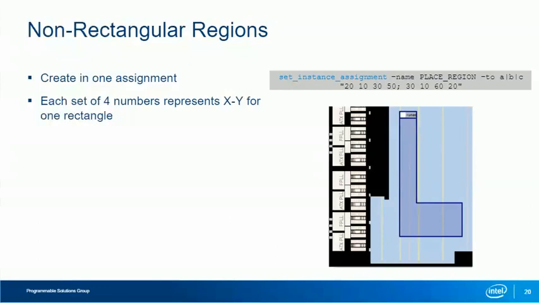Non-rectangular regions can also be created in a single assignment. Simply add additional sets of 4 numbers representing the coordinates of each additional rectangle to the assignment. Even if the coordinates overlap, the rectangles will be merged into a single region.